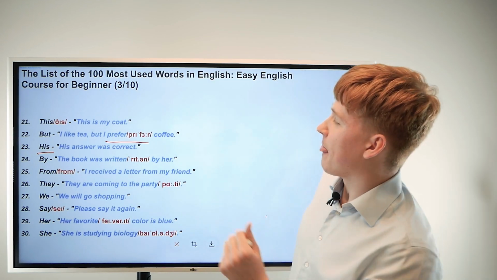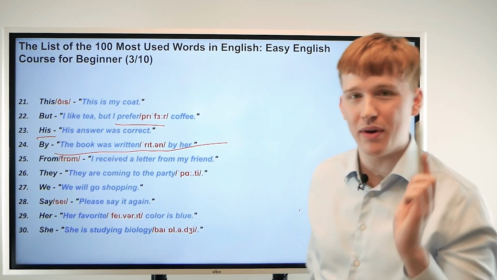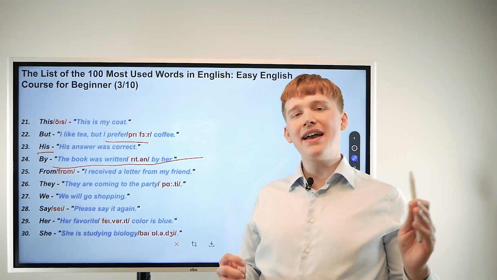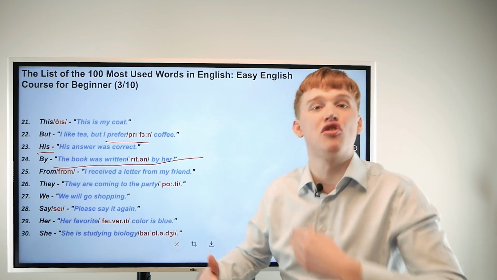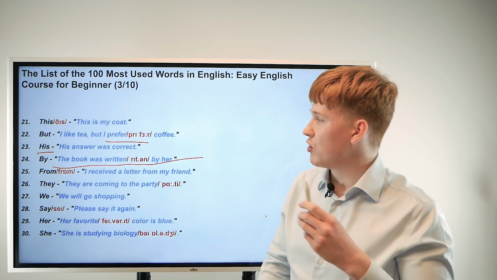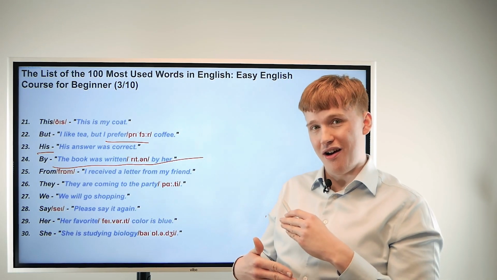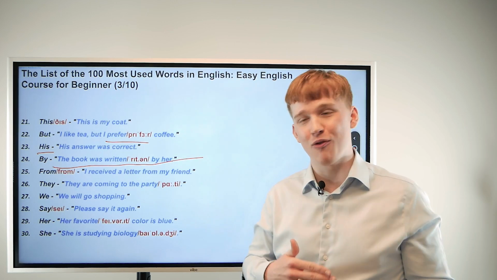Fabulous. Okay, next up we have the book was written by. We have the word by. By means that she did the writing. So you might say she wrote the book, but we would also invert that with saying the book was written by her. She was the one who did that writing there.